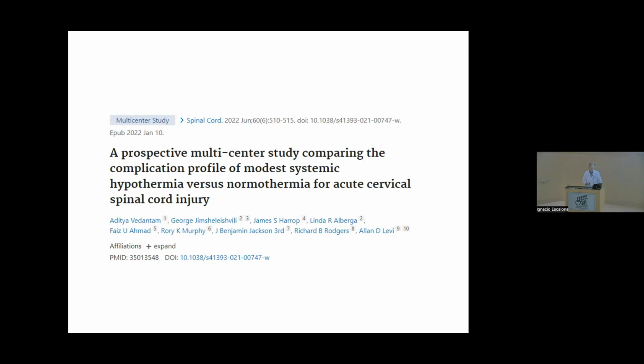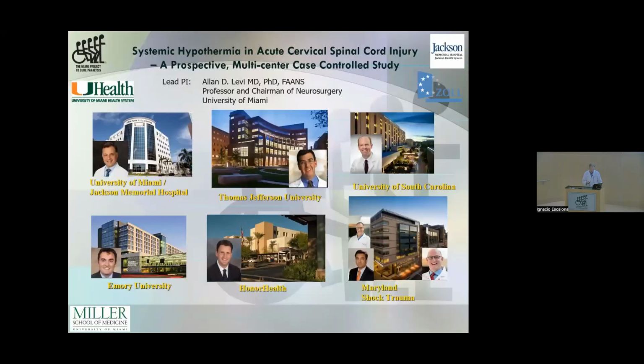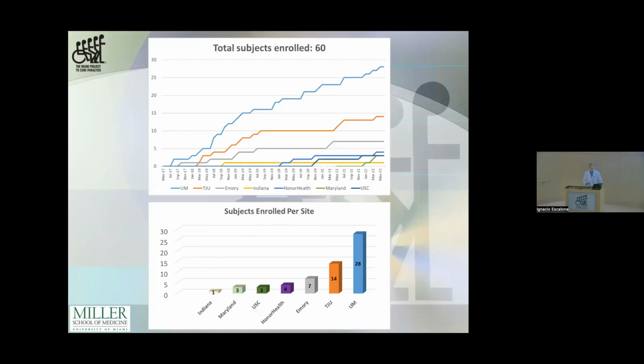So this is the study that Alan and colleagues are running right now, a prospective multi-centered study comparing the complication profile of modest hypothermia versus normothermia for acute spinal cord injury. And these are the groups. He's recruited these centers that are fantastic, and the study is going on. Alan can tell us exactly when it's going to be completed, but here's the total. I think George gave me this. The total subject enrollment so far is 60, and you see Miami is leading the pack.